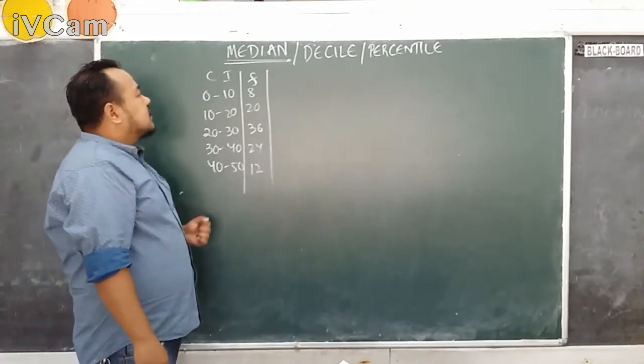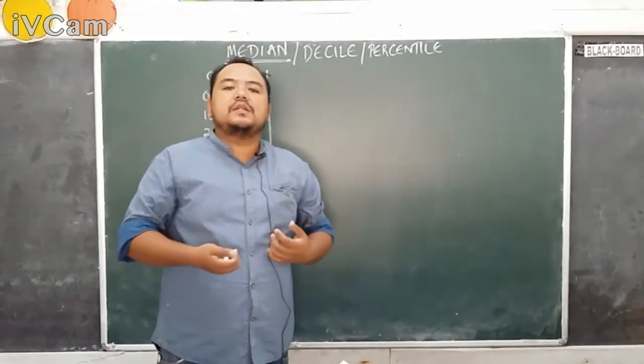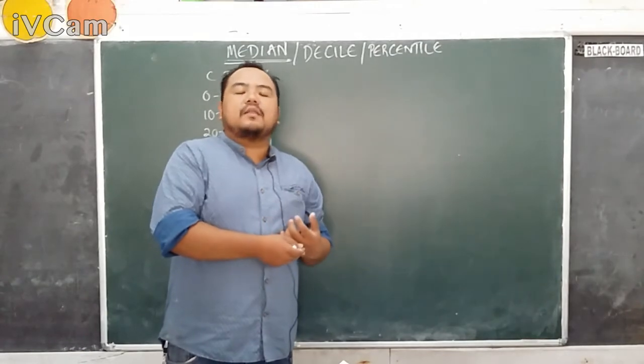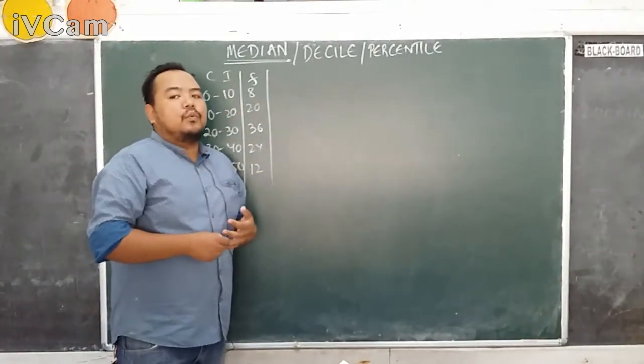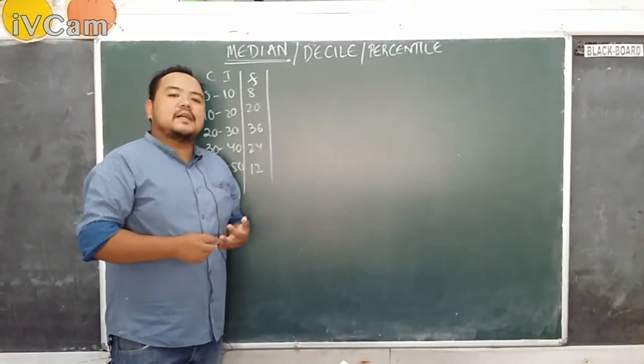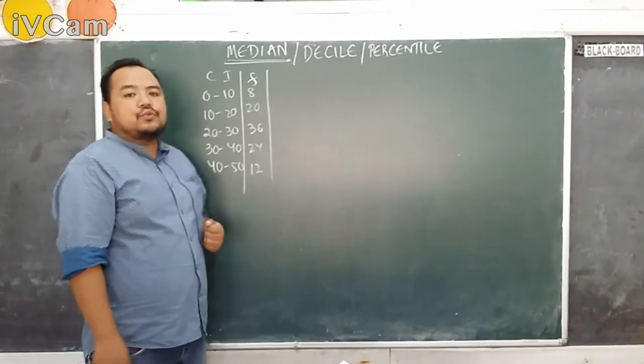So let us start how to calculate the median. In class 10, you learned how to calculate median using a very important method, using a graph paper, that was called ogive. We rarely use the formula, but in class 11, since we need to calculate the decile and the percentile, we are going to use the formula.